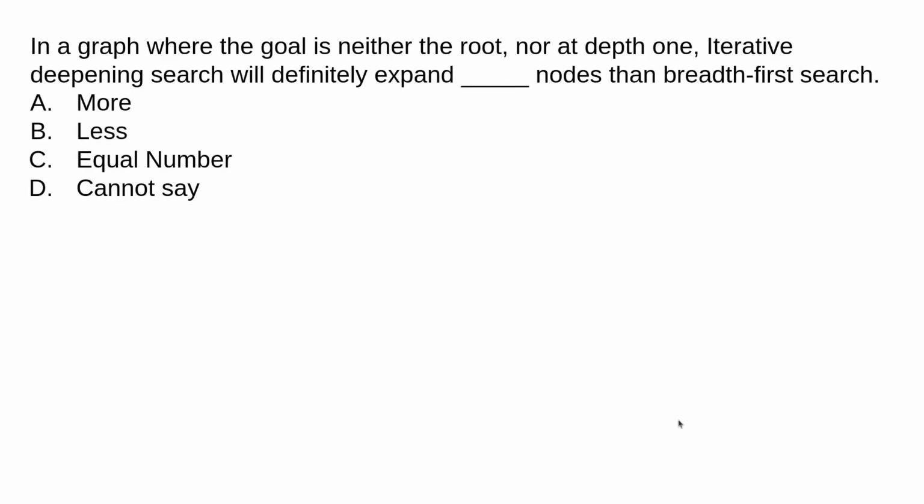In a graph where the goal is neither the root nor at depth one, iterative deepening search will definitely expand how many nodes: more, less, equal, or cannot say, compared to BFS? It's always going to explore more, because the situation is given, it is neither the root nor at depth one. The difference between these two algorithms lies here. In iterative deepening, we do 1 and then 2 and then 4 like that, compared to BFS, which happens breadthwise, right? So the answer would be more.